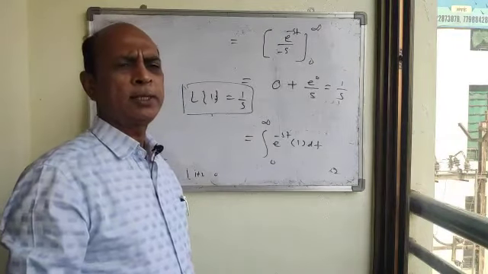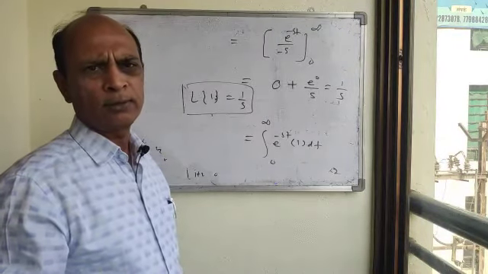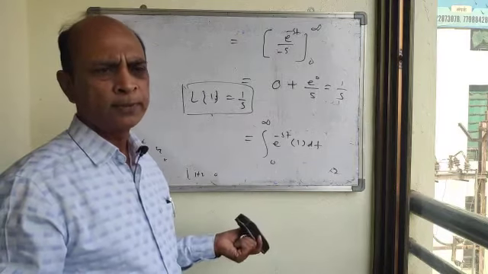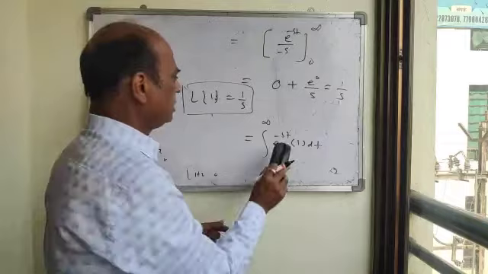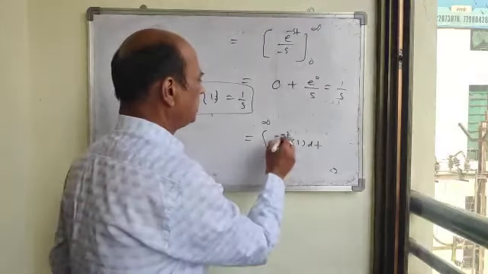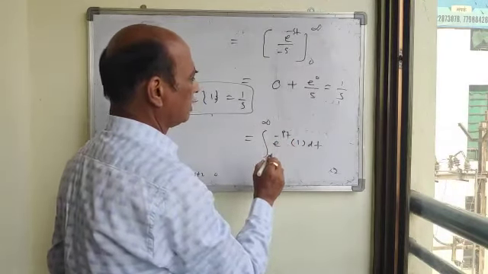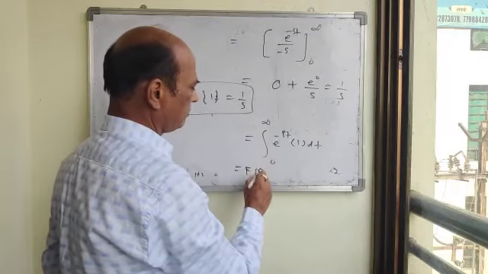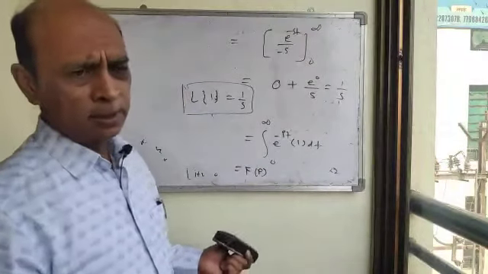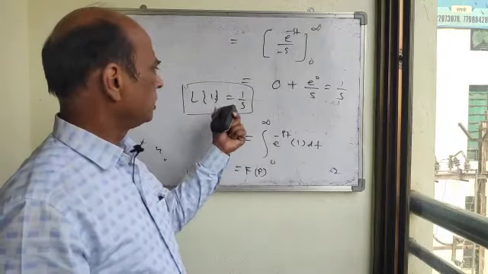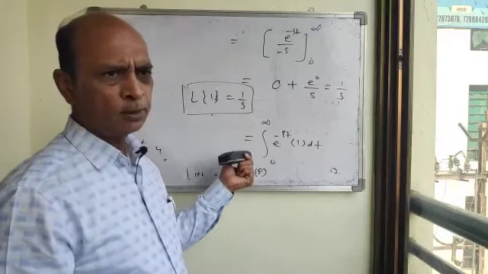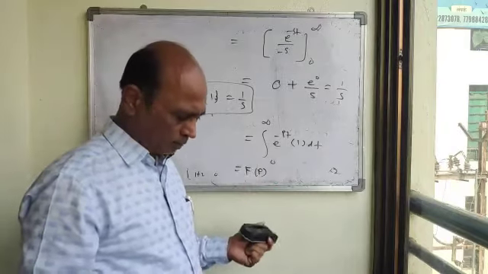It is not necessary every time to convert from t to s. In some books they use p also. In that case the formula will be the integration of e to the power minus pt f of t dt, and that will be F of p. It is not needed to use s every time; yes, we can change from t to p also.